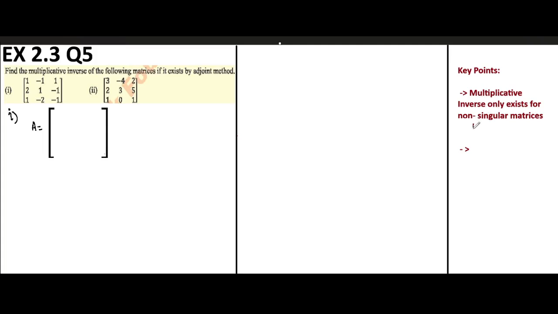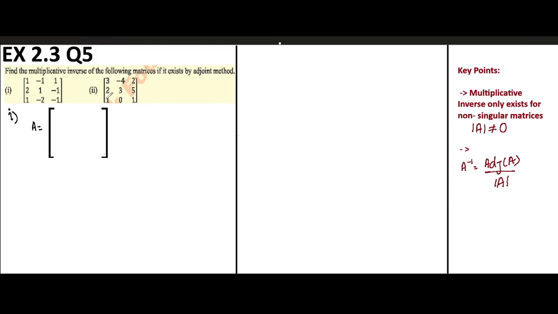And which matrices are non-singular matrices? Those whose determinant is not equal to 0. If the determinant is not 0, then its inverse exists. And how to find the multiplicative inverse of a matrix? A inverse equals adjoint of A divided by determinant of A, where this symbol A raised to the power minus 1 is called A inverse.